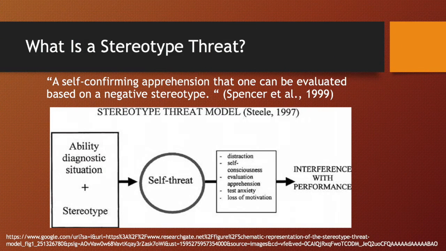Spencer defines the stereotype threat as a self-confirming apprehension that one can be evaluated based on a negative stereotype. The image here shows how Steele modeled the stereotype threat based on his experimental research findings. Basically, the existence of the stereotype, race in this case, in conjunction with the psychological threat that their ability in the experiment was under scrutiny, interfered with their performance.